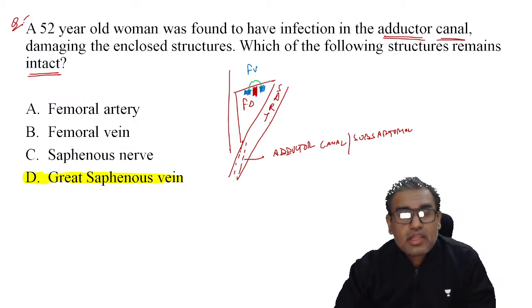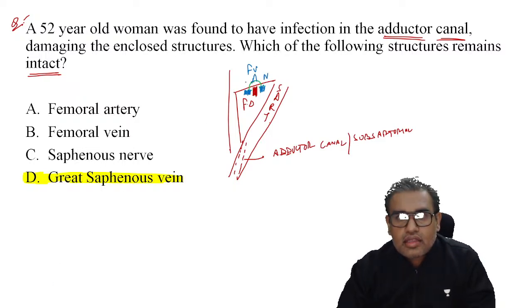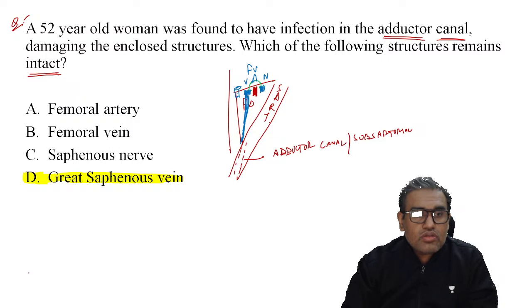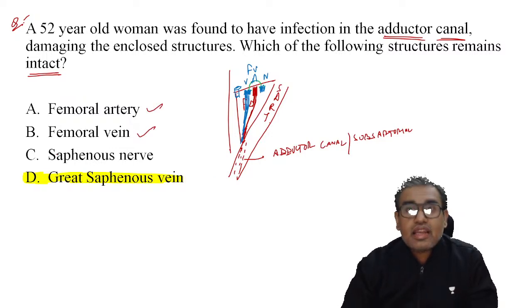The mnemonic that was told was absolutely correct, and therefore the outermost is the nerve, then artery, then vein, then empty space having a lymph node. So the vein will be medial, and this vein goes down towards the apex of femoral triangle, similar to the artery which also goes down towards the apex of femoral triangle, and they both will go through the adductor canal. So both artery and vein are contents of adductor canal.